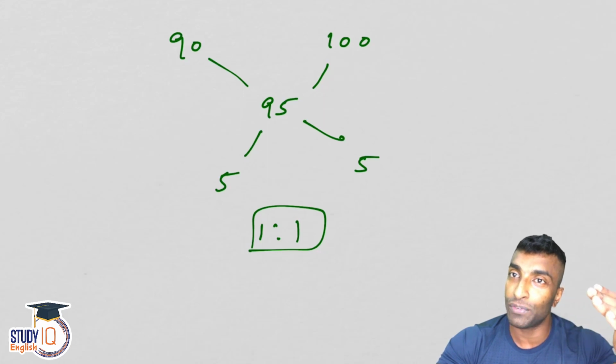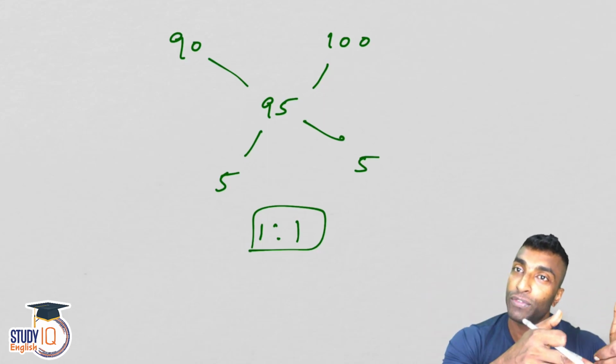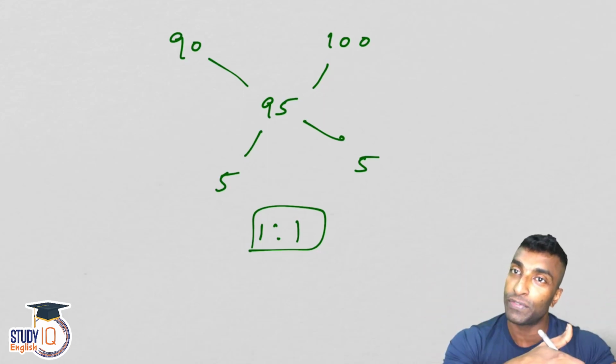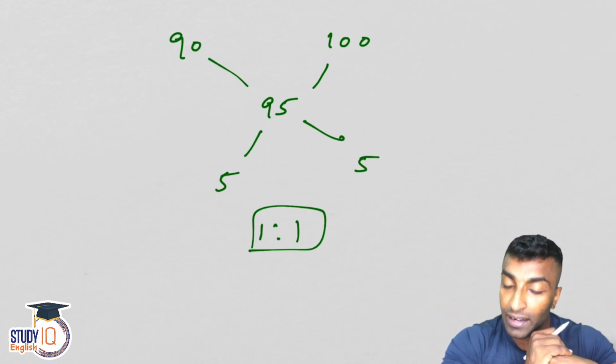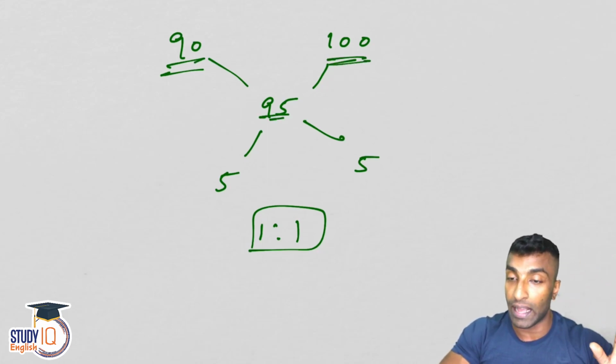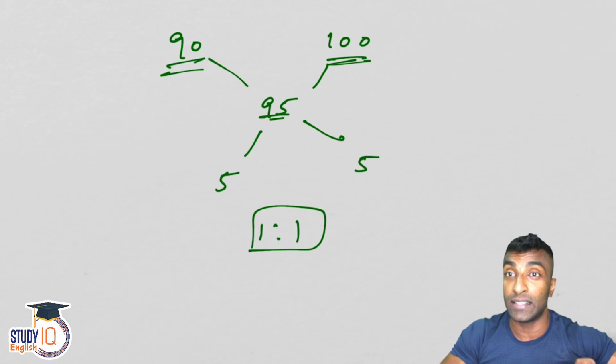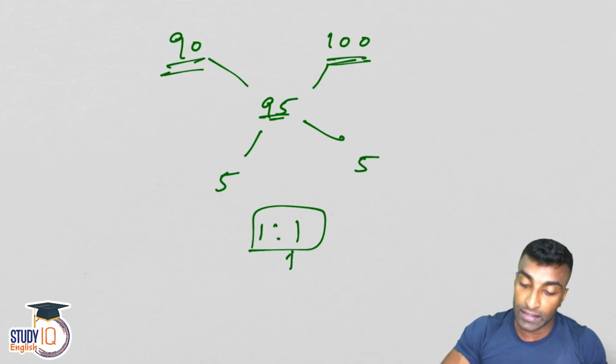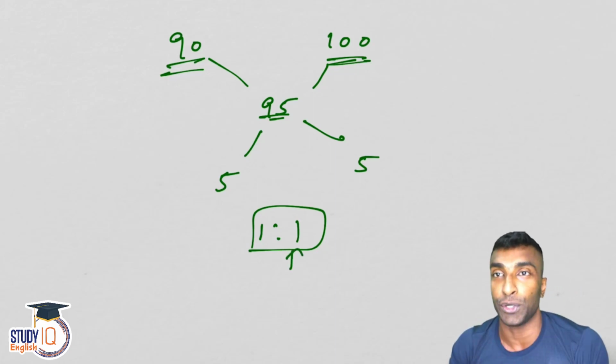That means 10 kg of this, 10 kg of other. 20 kg of this, 20 kg of other. 30 kg of this, 30 kg of other. 100 kg of this, 100 kg of other. So what I have done here: I got the two qualities, and I got the average also. I take the difference across. Once I take the difference, I get the ratio.